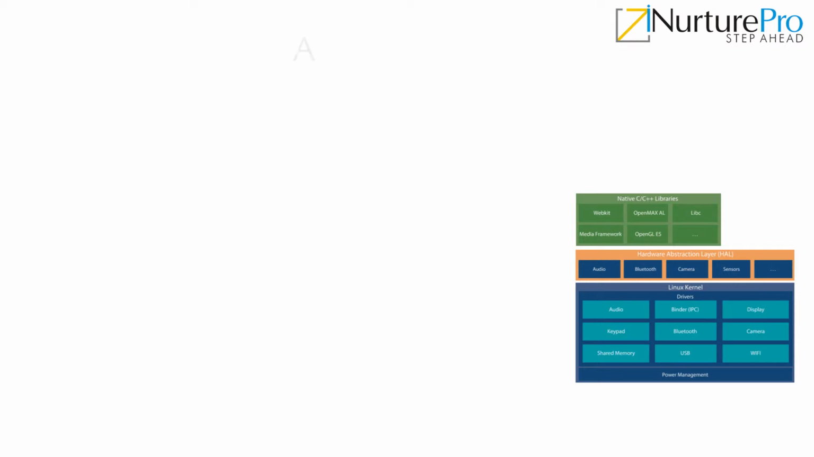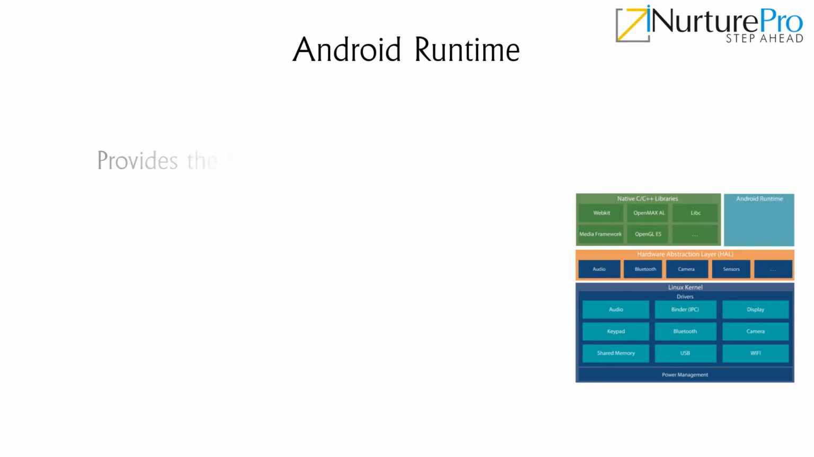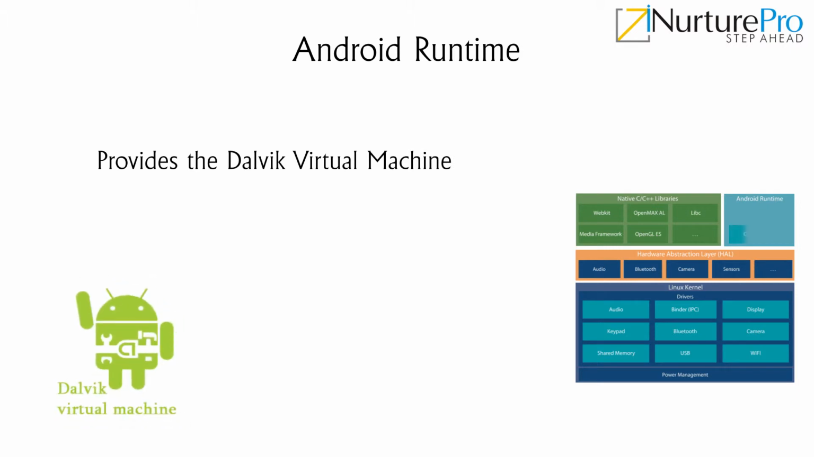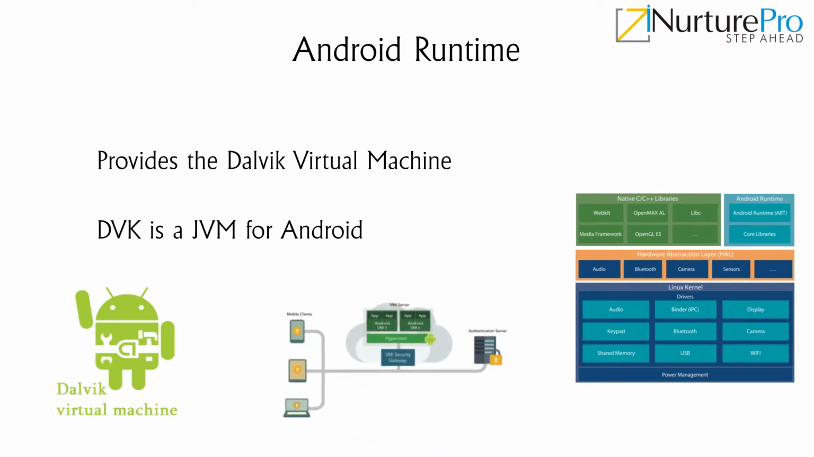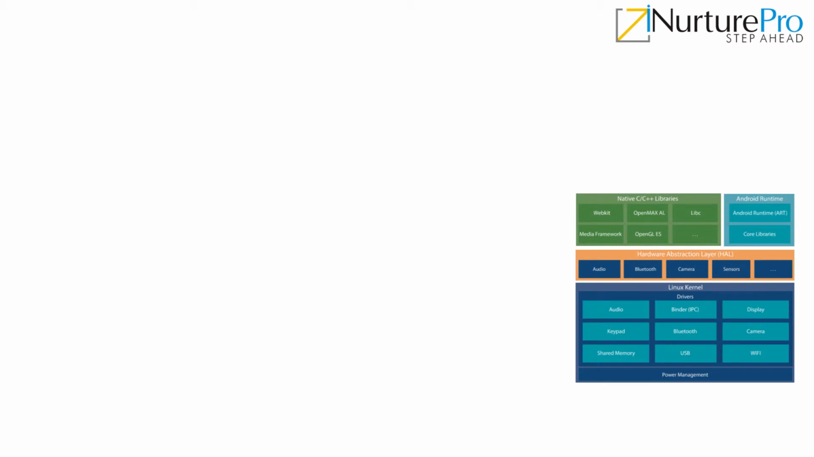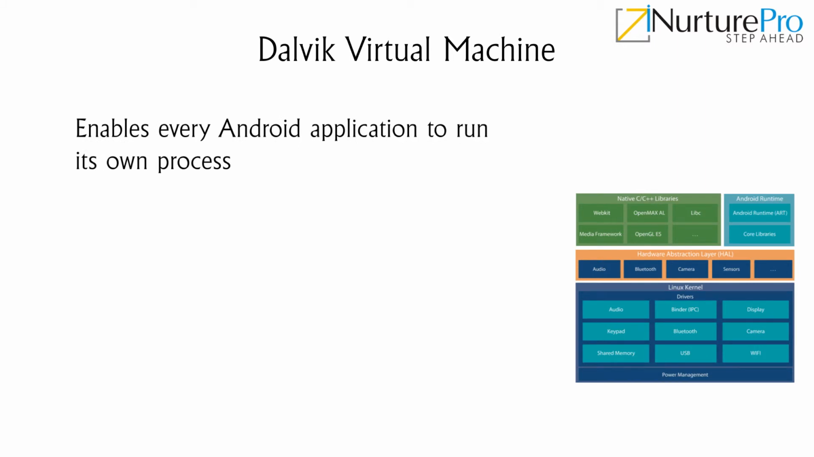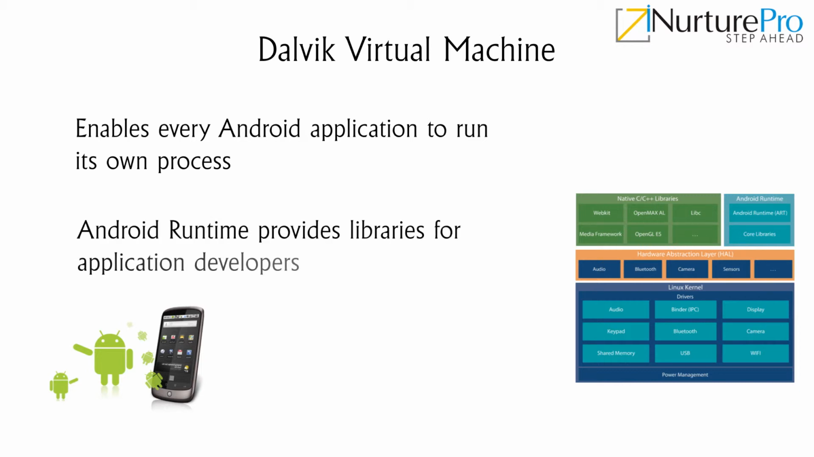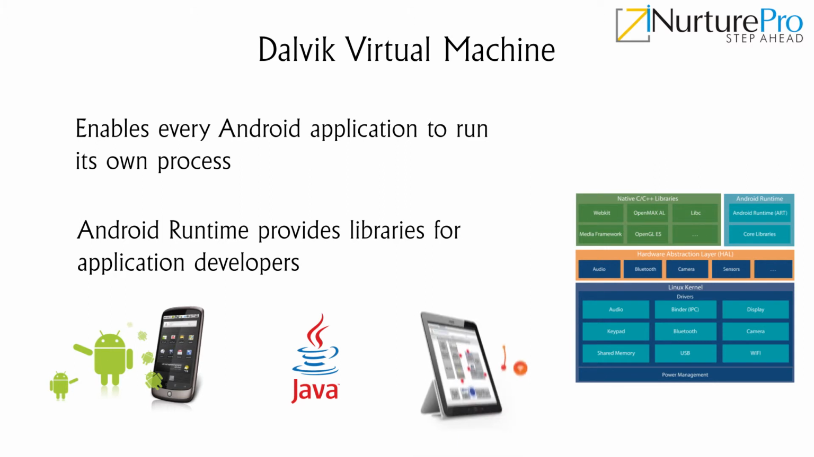Along with the libraries is another section of the architecture, which is the Android Runtime. This section provides the key component called the Dalvik virtual machine, that is a Java virtual machine designed and optimized specially for Android. Dalvik VM uses the Linux core features like memory management and multi-threading that are typical to the Java language. It enables every Android application to run its own process with its own instance of Dalvik VM. The Android Runtime provides a set of core libraries for the application developers to write applications.